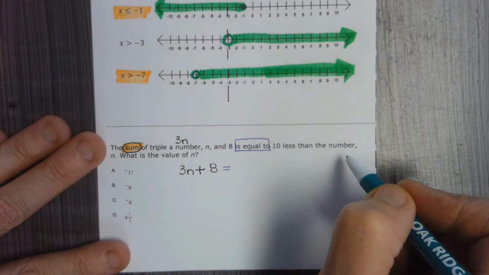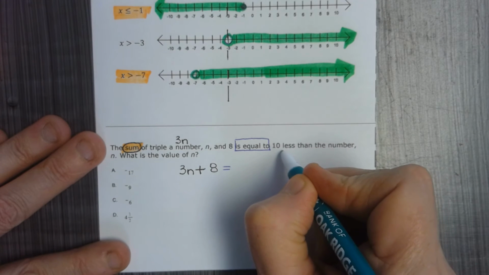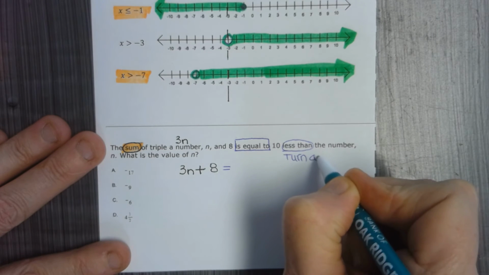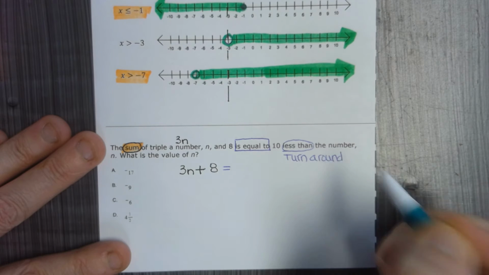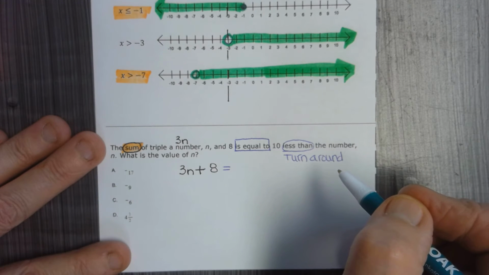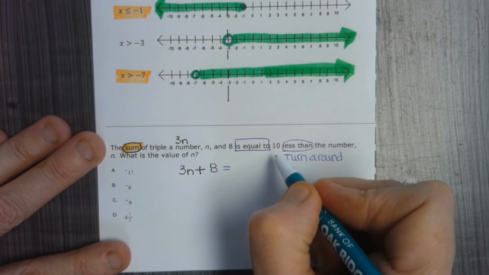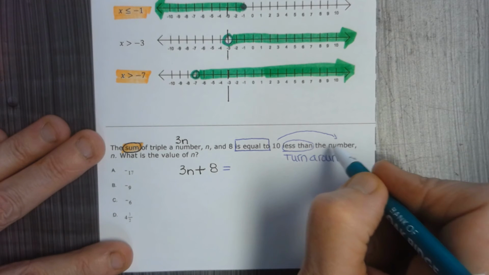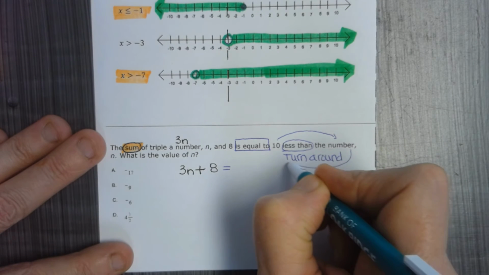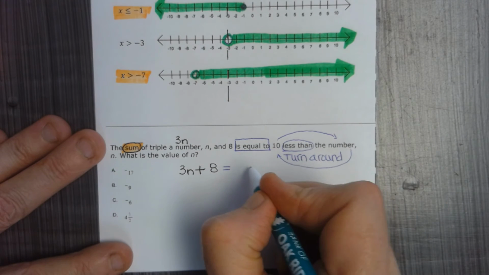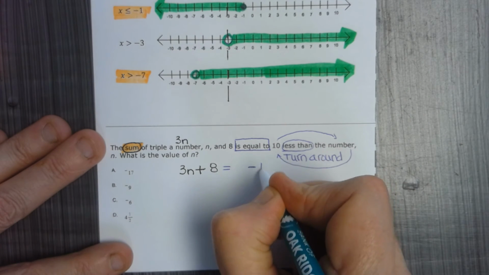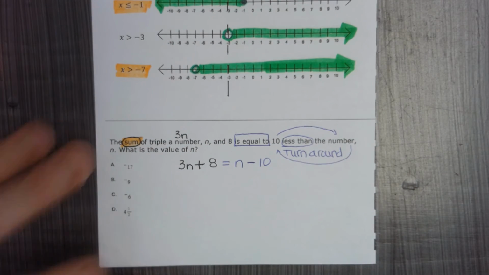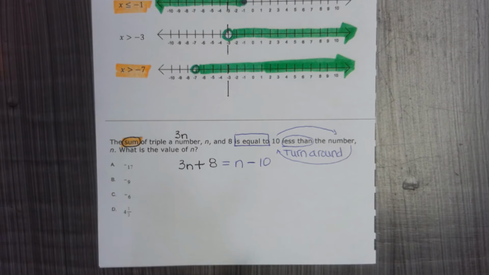10 less than the number. Well, we got to be careful. This right here is a turnaround word. And this may be where you made your mistake. What does a turnaround word mean? It means actually the 10 is going to go behind the minus sign and the number n is going to go in front of the minus sign. So we've got a minus sign and 10 goes behind it and the number goes in front of it. So this is my equation and now I need to solve it.